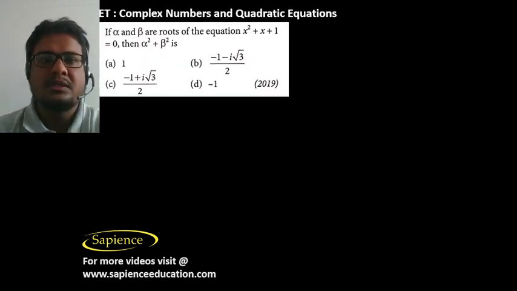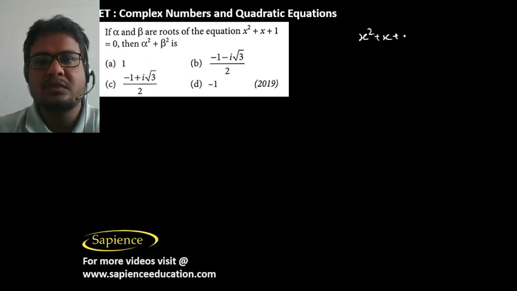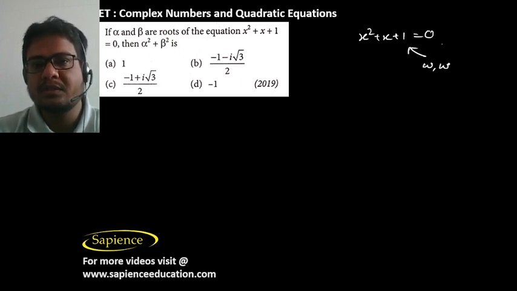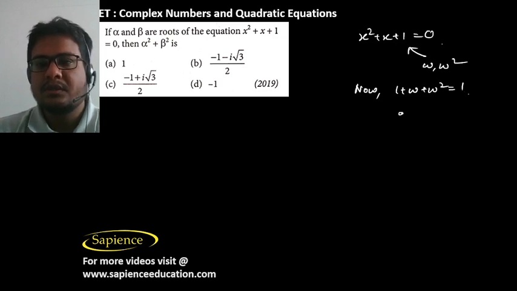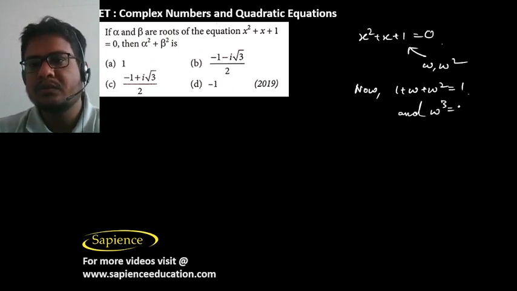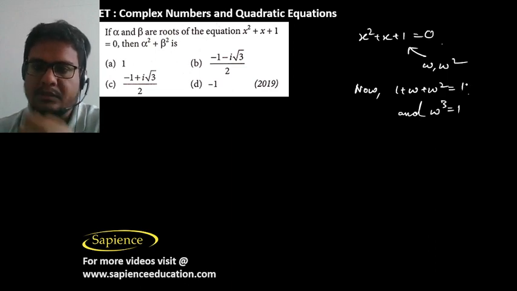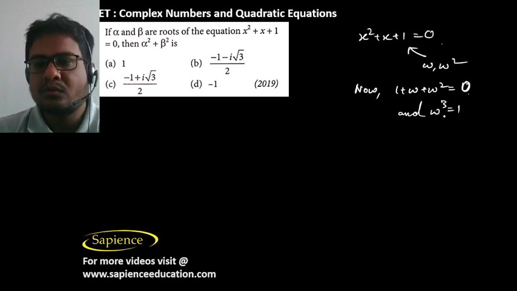Then here it is told that if alpha and beta are the roots of the equation x^2 + x + 1 = 0, then here we know that the roots of this equation are omega and omega square. Now we know that 1 + omega + omega square is equal to 0, sorry, and omega cube is equal to 1.